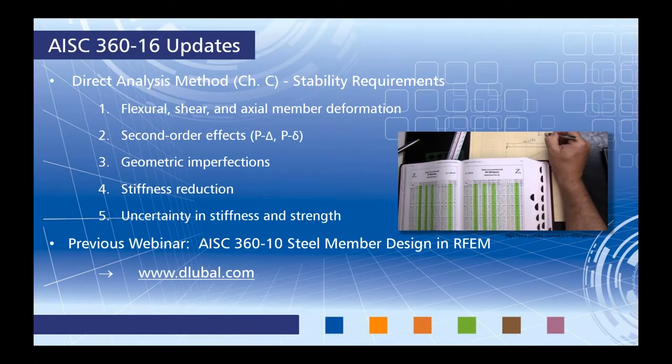So in the 2016 edition, the direct analysis method is talked about in Chapter C. And within Chapter C, we have several stability requirements. These would include member deformations, second order effects that must be accounted for, such as P delta, P little delta, geometric imperfections, stiffness reduction, and uncertainty in stiffness and strength.